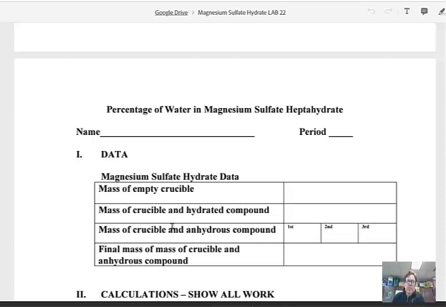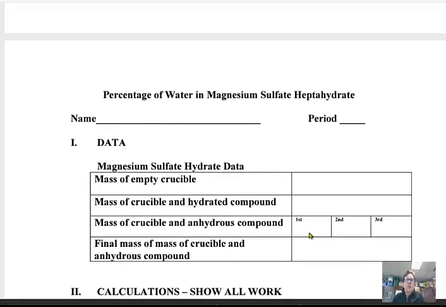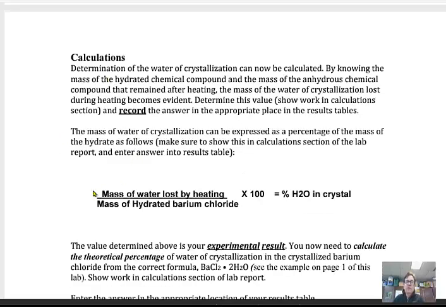And then remember, we waited till we got within 0.01 grams of our final measurements, and then whatever your final measurement was goes on here. We'll do the same thing with this one. We'll subtract out the mass of the crucible, and that'll give you the final mass of the compound. So you have the mass that you started with and the final mass. And the difference between those, as we talked about, is your mass of water loss. So that's how you're going to get those numbers.